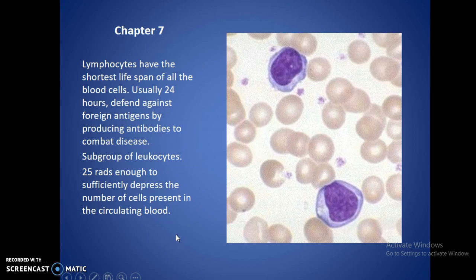If it's depressed, that means they're not doing their job, and basically you're open to other diseases. Common colds, most likely, will run rampant if these lymphocytes are sufficiently depressed by a severe amount of radiation.